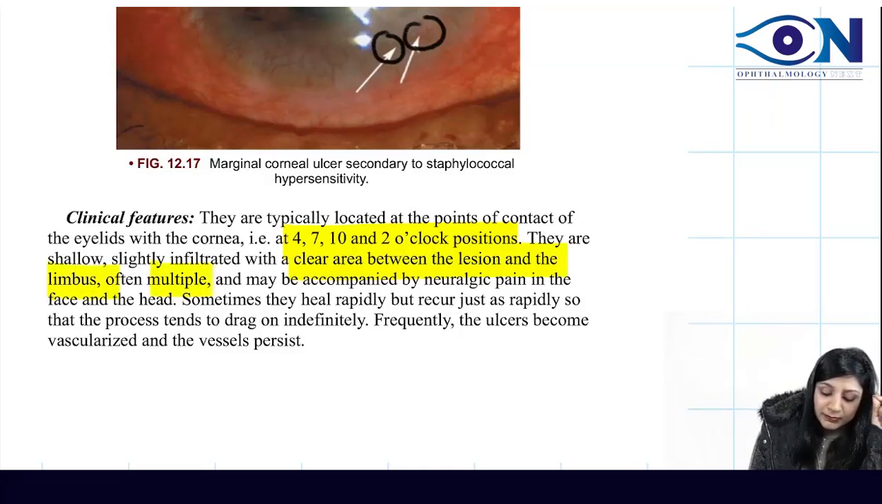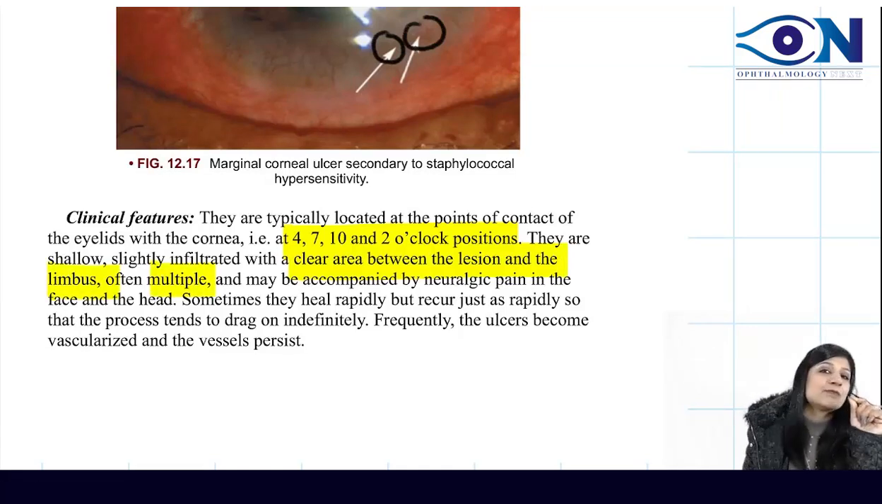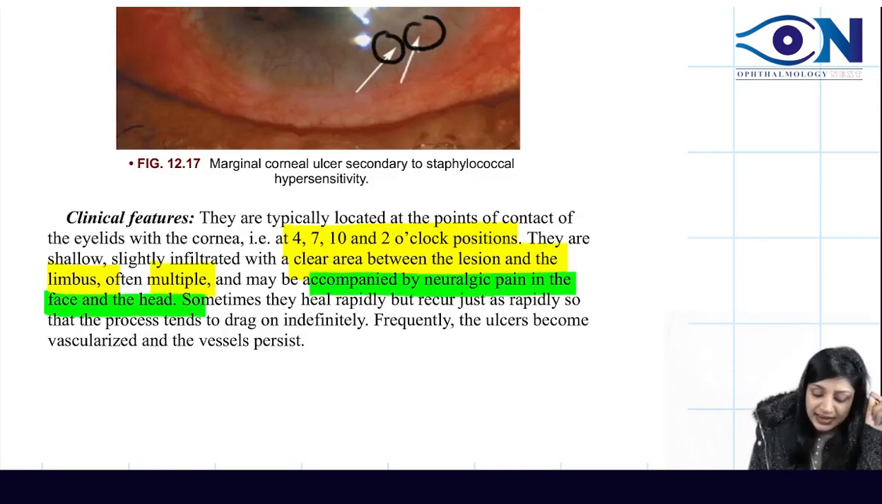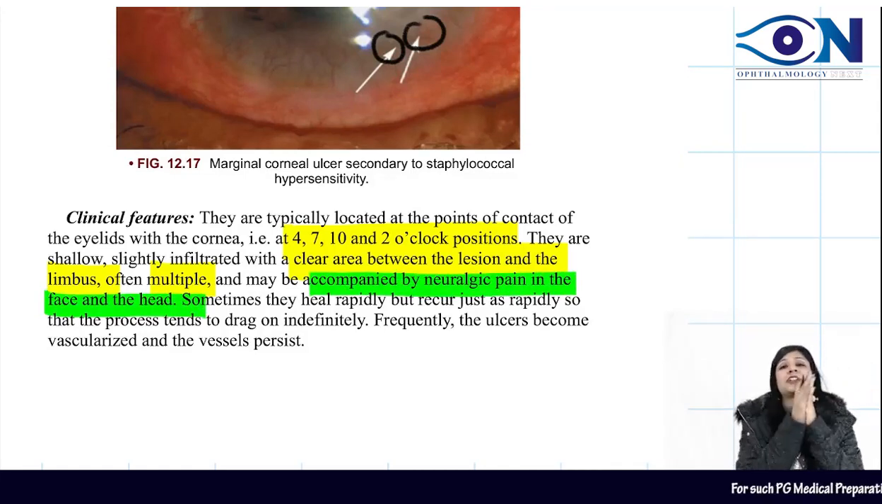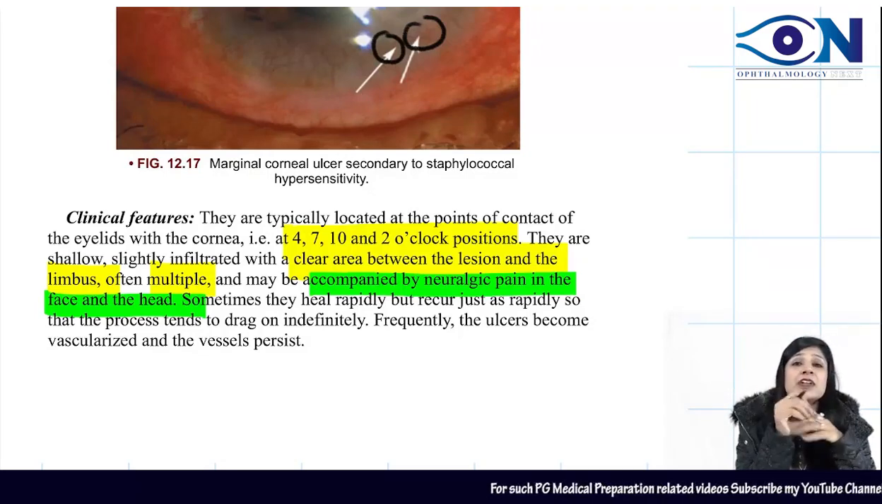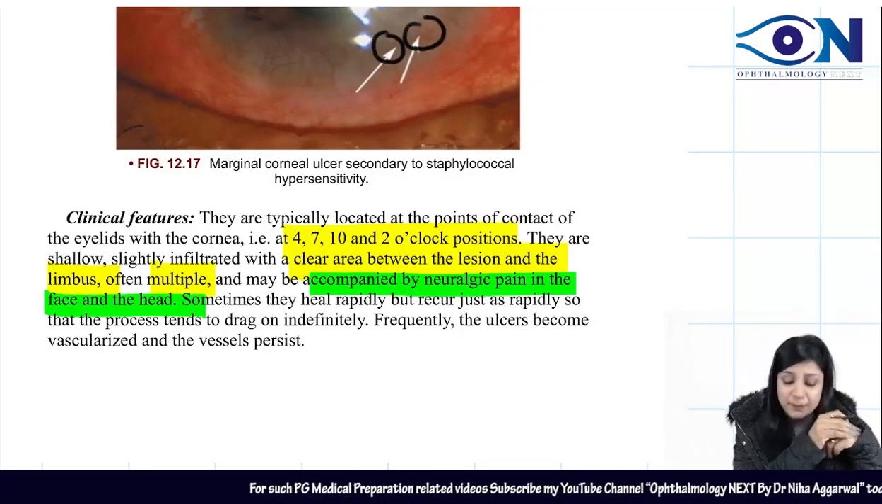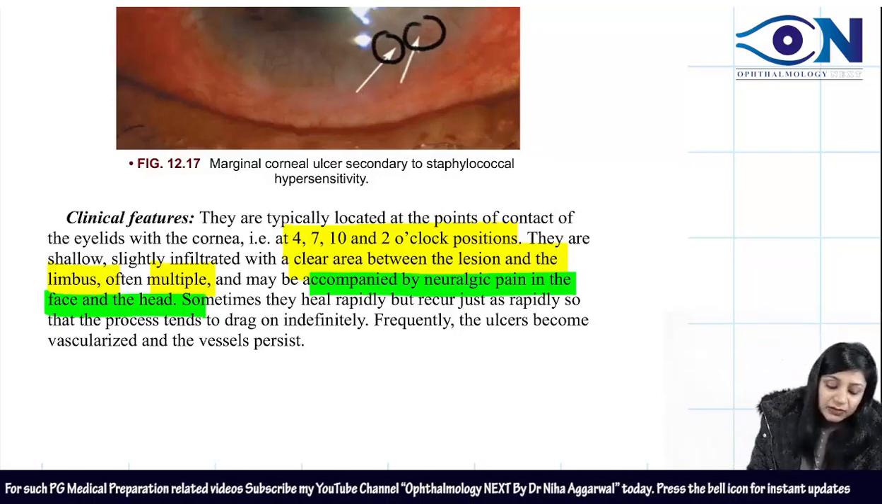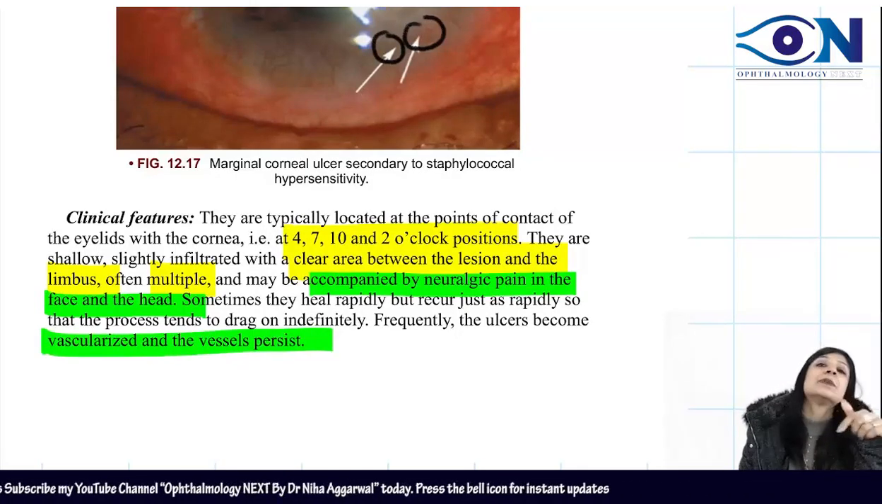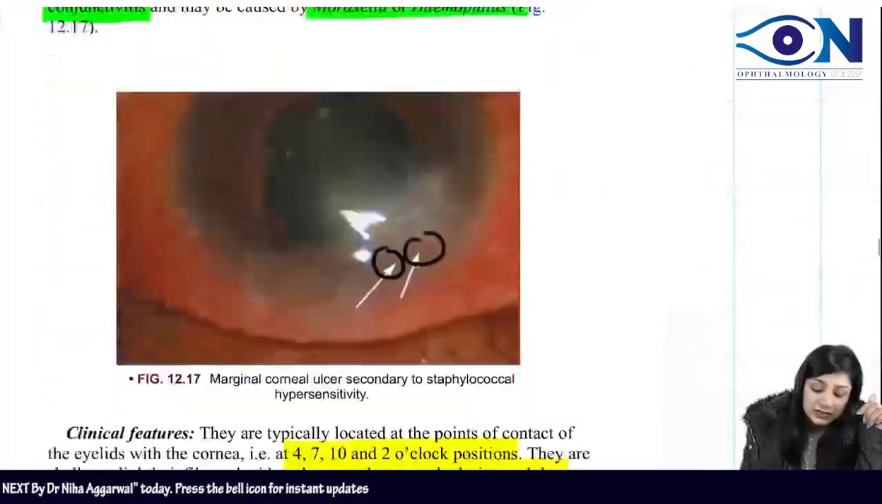They are often multiple, and a very, very important thing, a neuralgic pain. You are going to get a neuralgic pain in the face and the head, and these kind of neuralgic pains are the worst pain. So these kind of ulcers give you maximum pain. Frequently the ulcers will become vascularized and the vessels will persist also. This is your marginal ulcer.